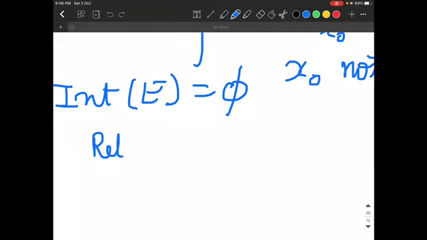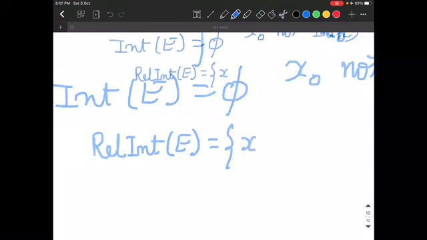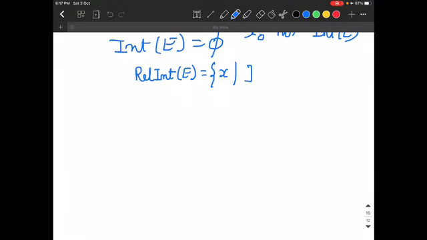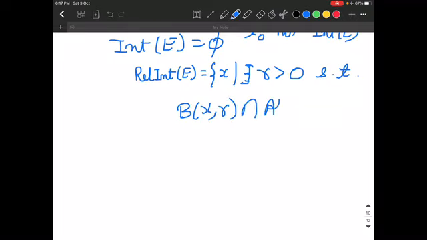So it is denoted as relative interior of E. This is the set of points x such that there exists an open ball B(x, R), with R greater than 0, such that the open ball B(x, R) intersection the set affine E is a subset of E. So we will define what this set is. This is called the relative interior of E.